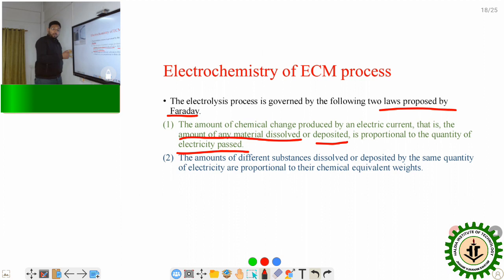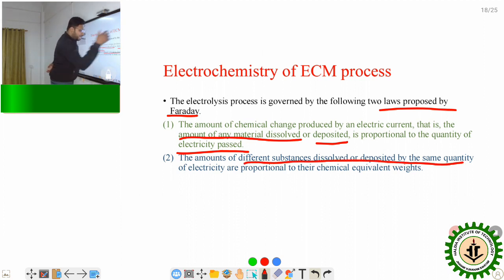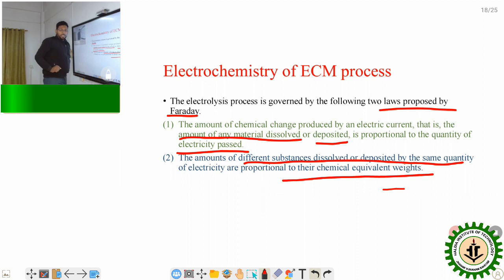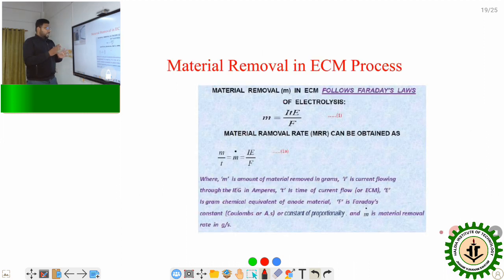And the second is that the amounts of different substances dissolved or deposited by the same quantity of electricity are proportional to their equivalent weights. This depends upon the chemical equivalent weight. So these are the main governing equations for the ECM process. By using them, we calculate the MRR, that is, the material removal rate of the ECM process.